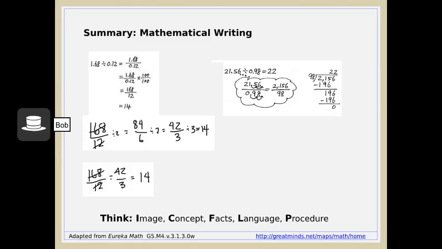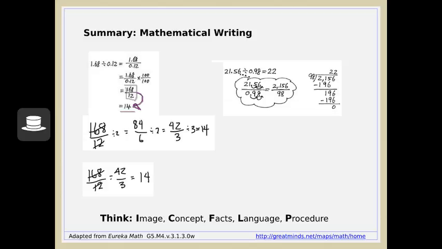So here we have some examples of mathematical writing. Up here on the first one, we see pretty much the same process that we had used with writing a division problem like a fraction, multiplying by 1, in this case 100 over 100, in order to move the decimal place 2 places over, resulting in 168 divided by 12, and the answer is 14. Now this student here didn't show the process for getting here. Here's an example of someone who did show that.